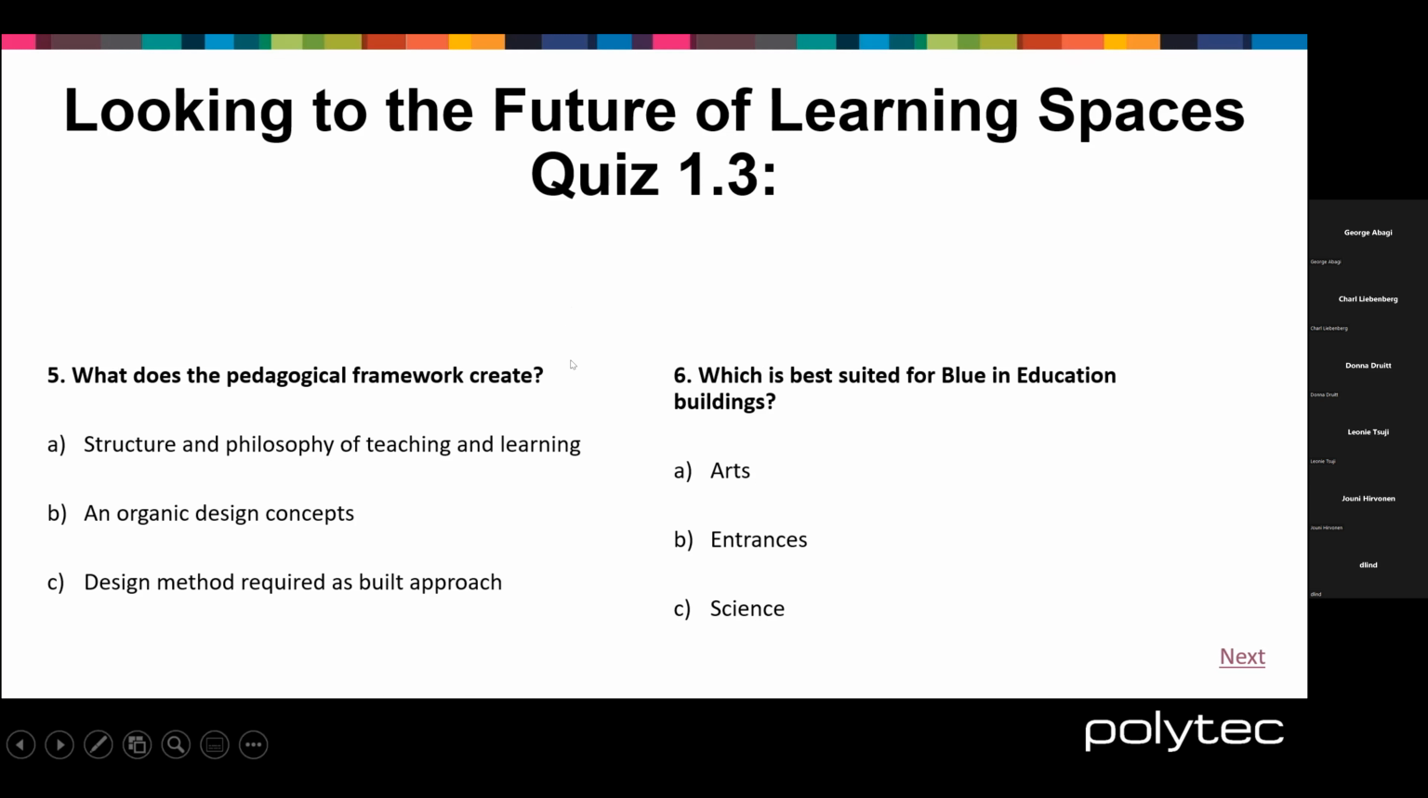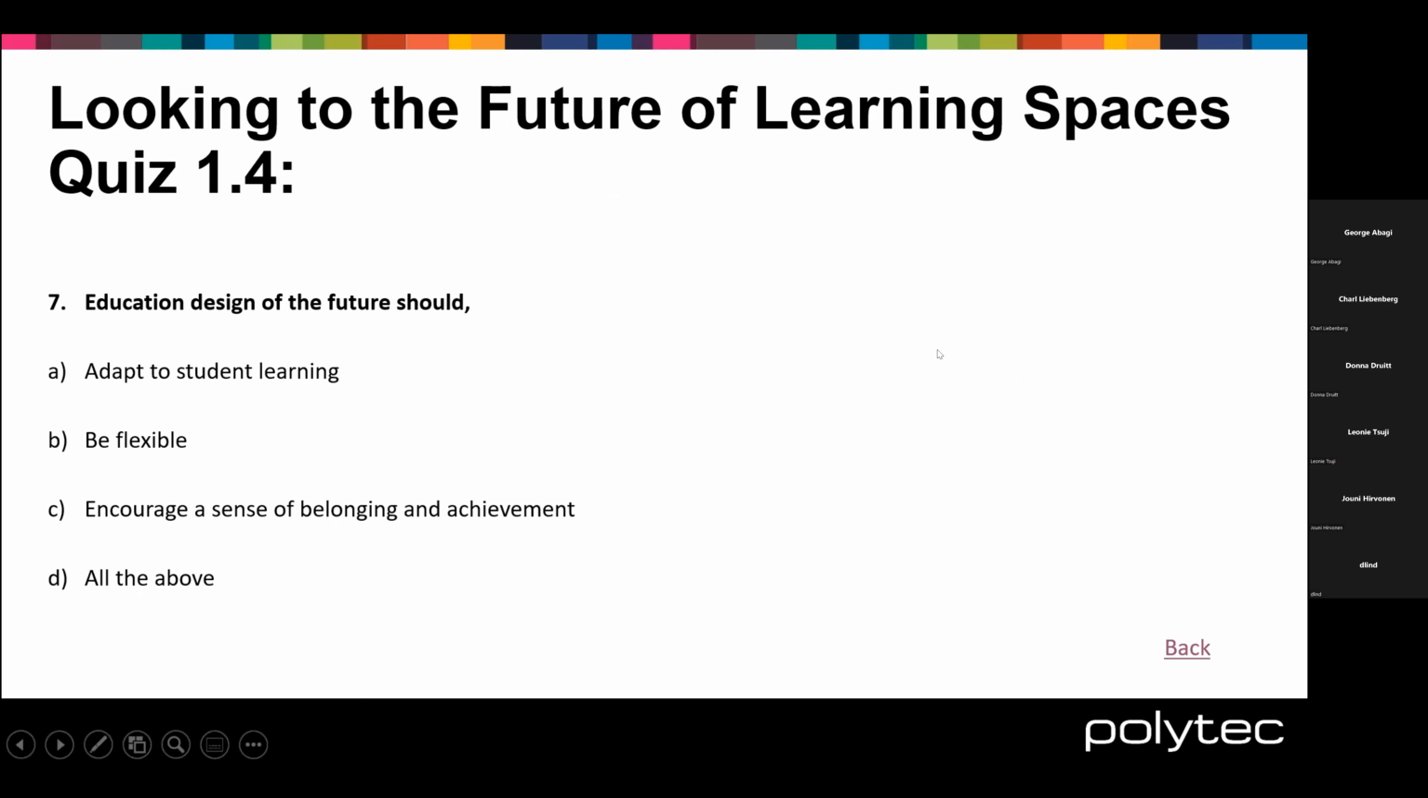And 5 is structure and philosophy of teaching and learning. Question 6, which is best suited for blue in education buildings? Science. Yep, that's D. And education design of the future should be all of the above.